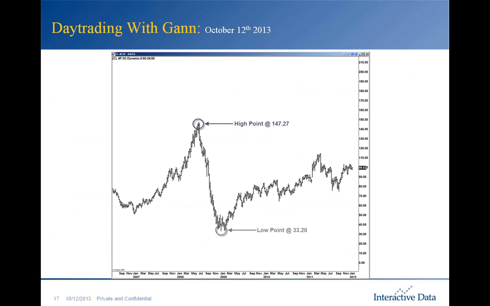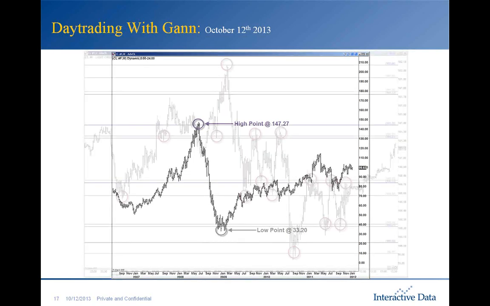This is a weekly chart of crude oil. This is one that I've taken the high point here of 147.27, taken that high point, and I've also taken the low point here of 33.20. Placed that 147.27 in the middle of the Gann wheel and taken all of the numbers that fall along the angles. Okay? Done the same thing for the low point. Put that 33.20 right in the middle of the Gann wheel, and from there, taken all the numbers that fall along those cardinal and corner angles. And then we put them on the chart, and this is what we get.